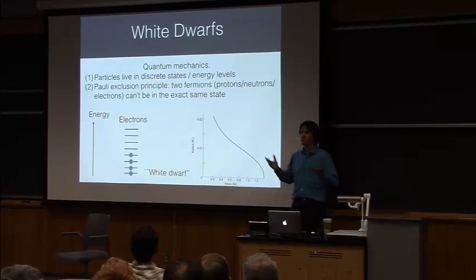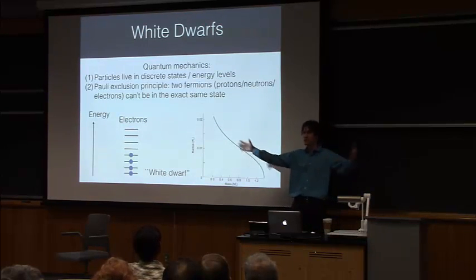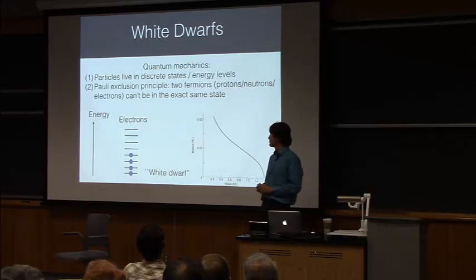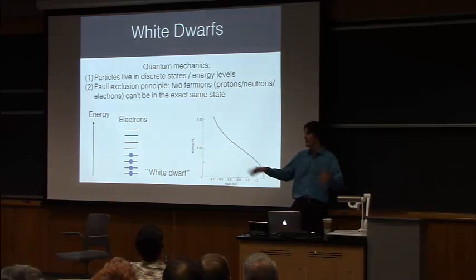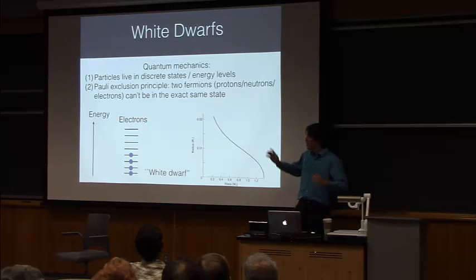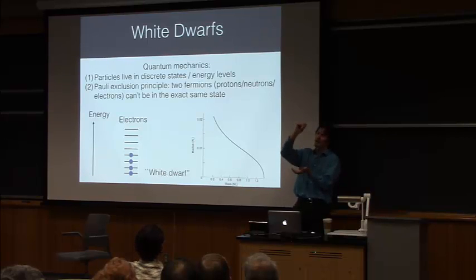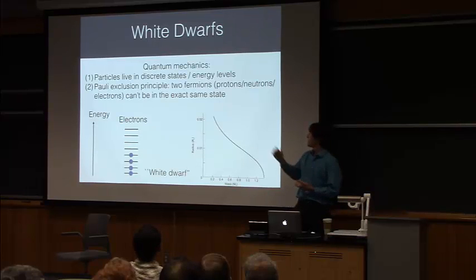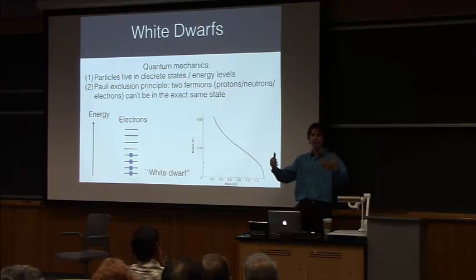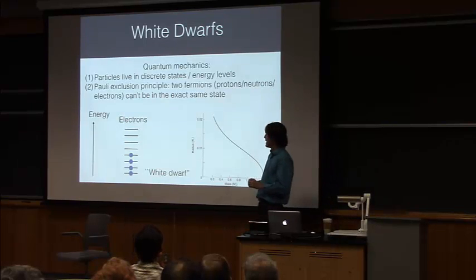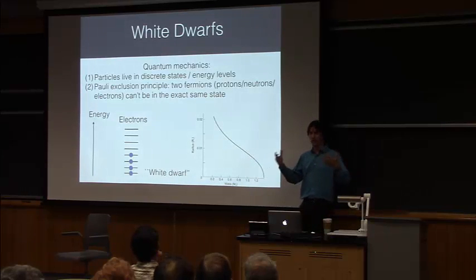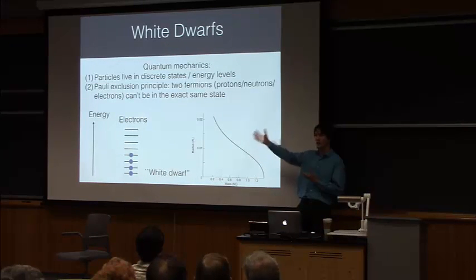Now, when densities are relatively low, when the star is pretty spread out, that doesn't really matter. Particles are far apart and they can be each in their own state without anything to worry about. When you pack them very closely together, they start to compete for the few low energy states available, and you have to start packing them into higher and higher energy levels. Higher energy levels mean that the particles have higher velocities and just provide pressure support to the gas. And the first particle which gives you a significant amount of pressure, through that quantum effect, is the electron.